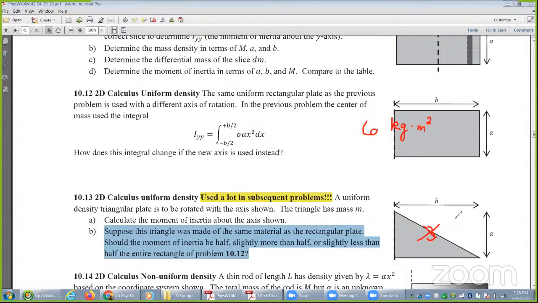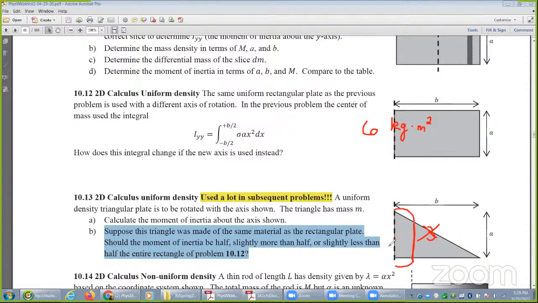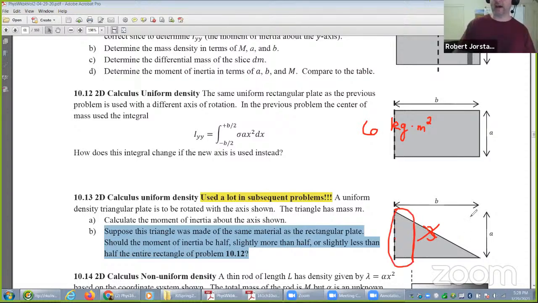You're actually just shifting the center of mass. The center of mass is now closer to the axis. Do you agree? Yes. So we see more mass close to the axis. We got rid of all this mass far from the axis. This one may end up only being about 2 kilogram meters squared. Got it? So we expect it will be less than half because more of the mass percentage-wise is close to the axis.